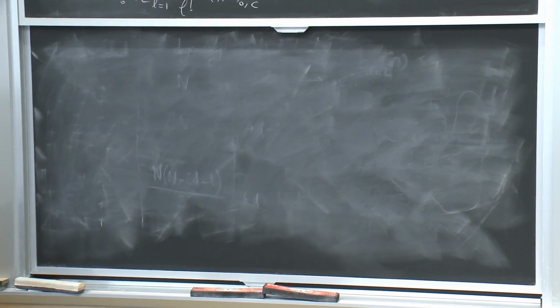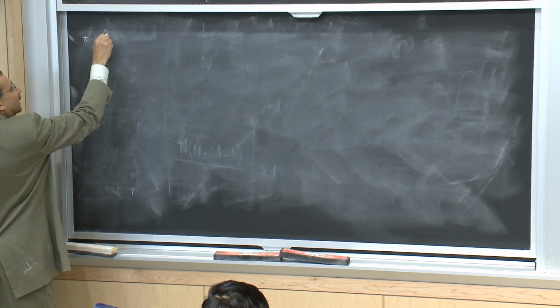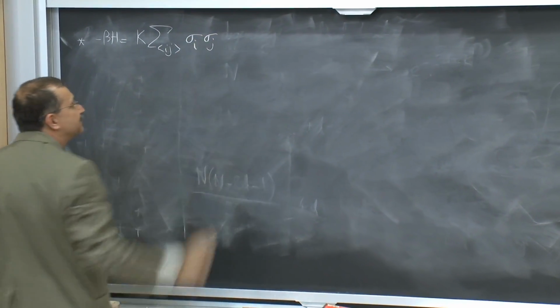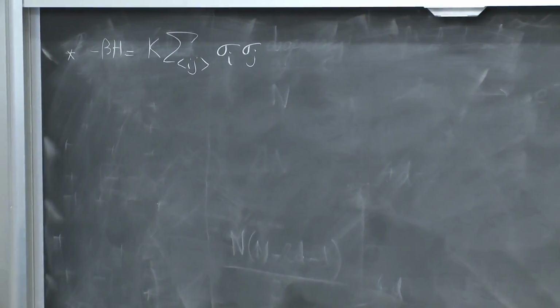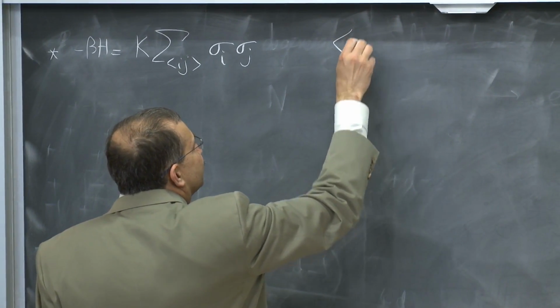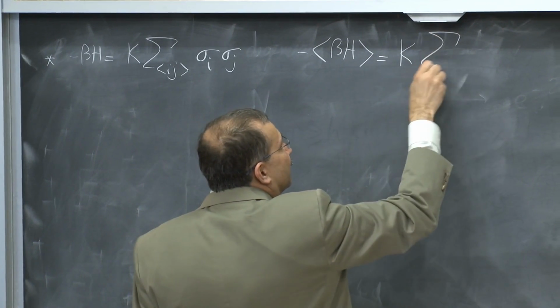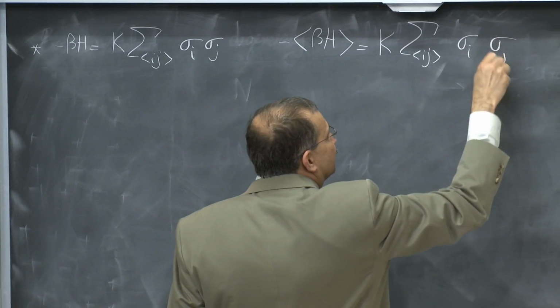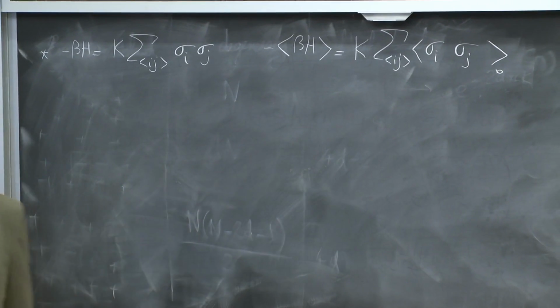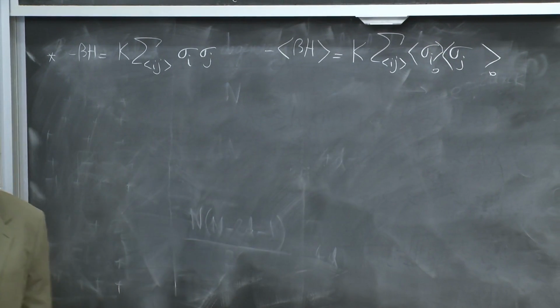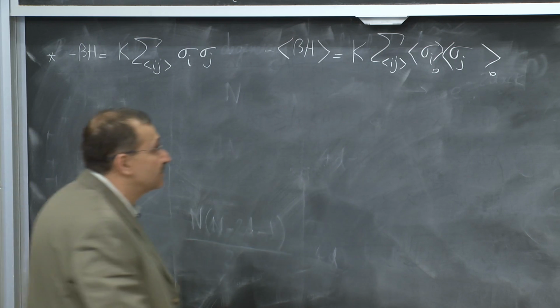Okay. So let's try to calculate this for the Ising model, where my minus beta h is k, the sum over ij, sigma i sigma j. Then at the lowest order, what do I get? The average of minus beta h is k, the sum over ij, of the average of sigma i sigma j, with this zeroth weight. But as I emphasized, with the zeroth weight, every site independently can be plus or minus. Because of the independence, I can do this. And then since each site has equal probability to be plus or minus, its average is 0. So basically, this will be 0.